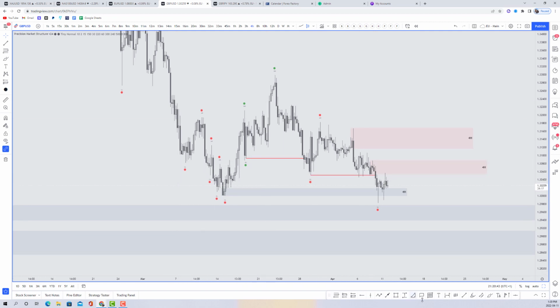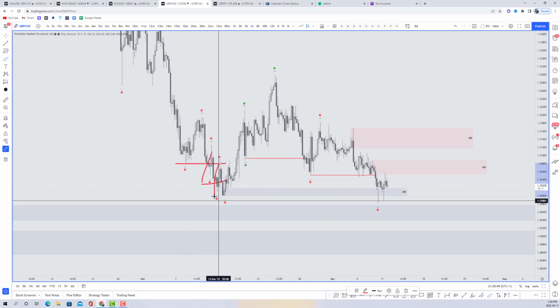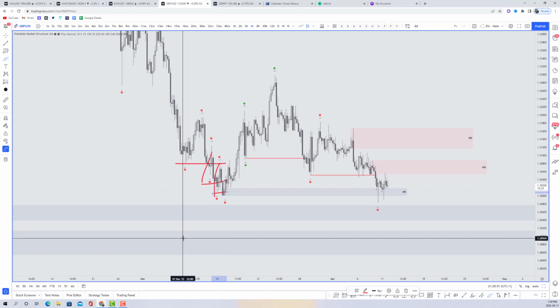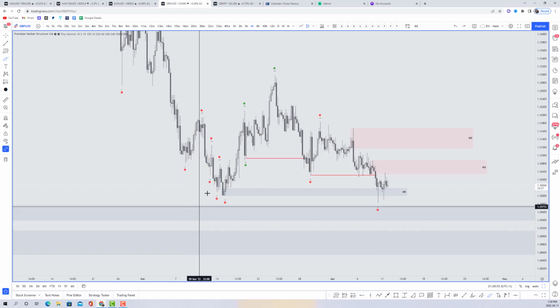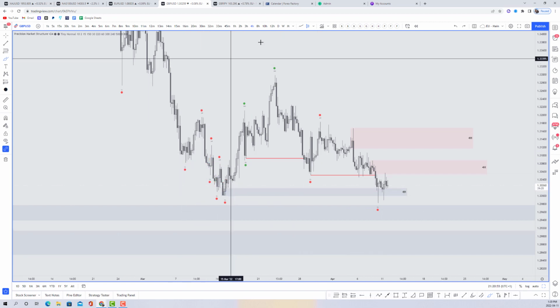Like if I look at any of this, this is exactly the way I would map structure. You have a break, you have a pullback, you have a break, you have a pullback, you have a break. And ultimately, I would map that as structure even without the indicator. So I'm pretty happy with that.